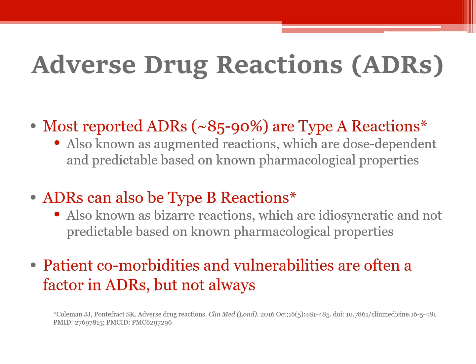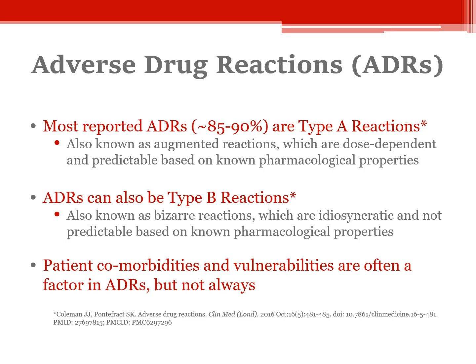The most common form, which happen about 85 to 90% of the time, are type A reactions. These are also known as augmented reactions, which are dose-dependent and predictable based on the known pharmacological properties of the drug. Again, think back to that example of the very narrow therapeutic window, where it's not very hard to miscalibrate a dose and wind up with some adverse events that are dose dependent, meaning that if you got just a little bit more of something than you were supposed to get, you can have adverse reactions that, based on the pharmacological properties of the drug, are relatively well known.